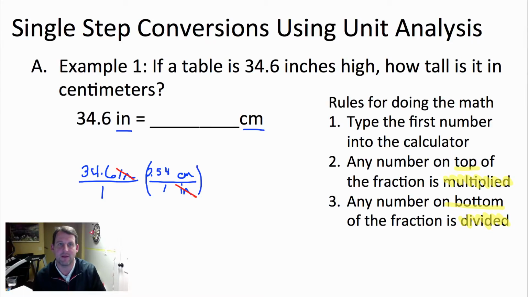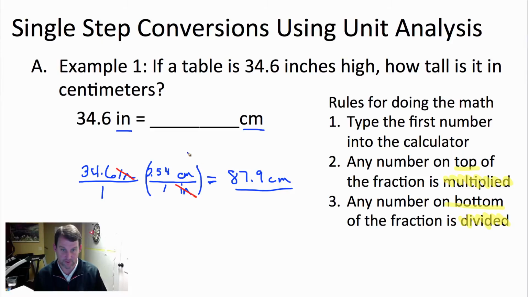And that makes sense because if I write something like this down real quick, we read this as 3 times 2 divided by 4, not 3 divided by 2 times 4. So numbers that are on top are multiplied, numbers on bottom are divided. All right, so let's find the answer to this real quick. We type in 34.6 in our calculator, and because this is on top, we push times 2.54, which is 87.9 centimeters. So that's our conversion.